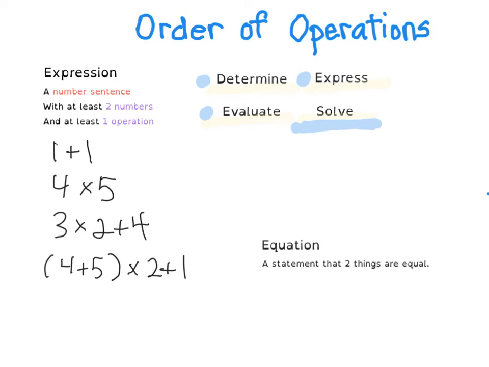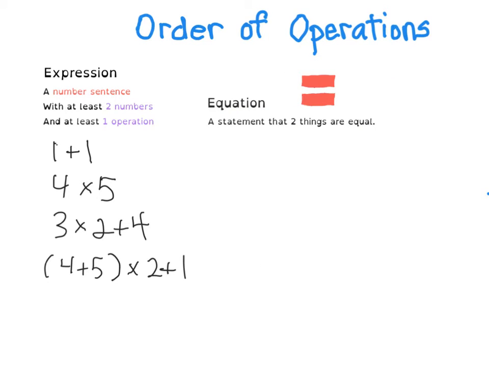Which brings us to the term equation. An equation is a statement that two things are equal. So let's turn these expressions into equations. 1 plus 1 is equal to 2. They have the same value. 4 times 5 is 20. We can determine through multiplication that 4 times 5 is 20.